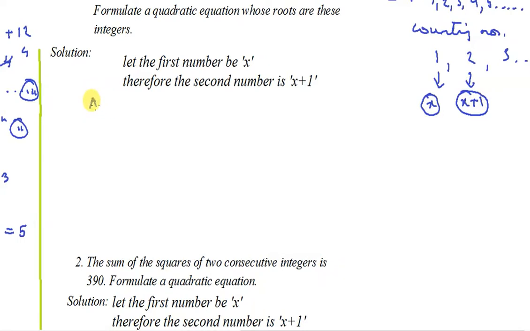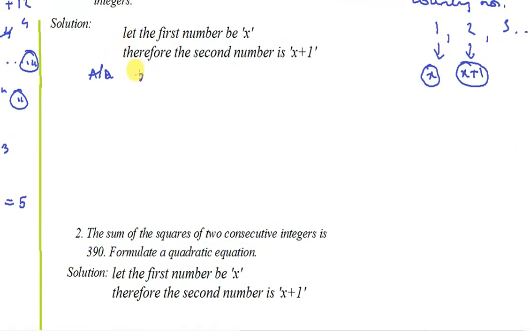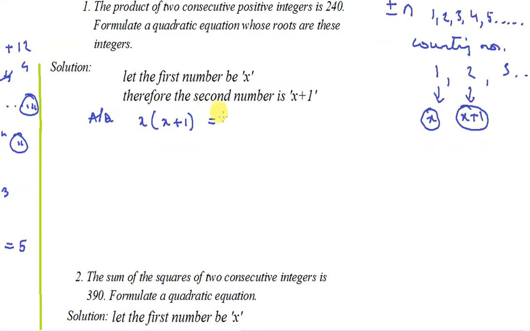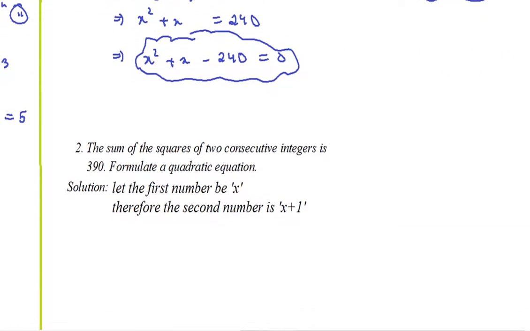According to the question, the product of two consecutive integers is x into x plus 1, which is equal to 240. So x square plus x is equal to 240. Opening the brackets, x square plus x minus 240 is equal to 0. This is the quadratic equation.